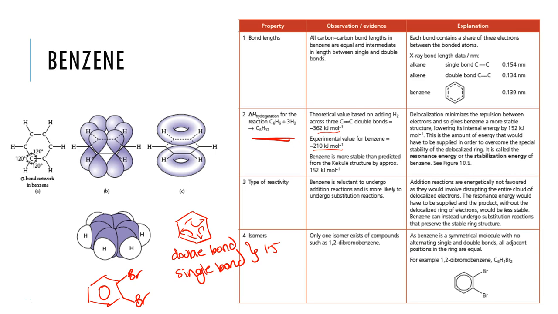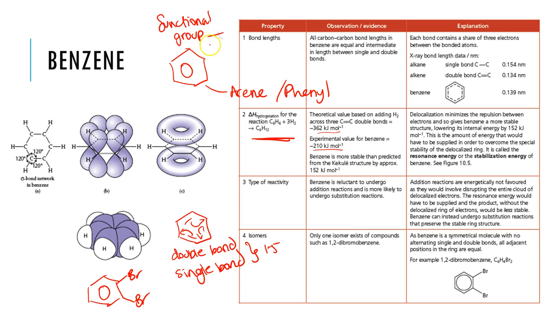And the other thing that I will just point out is that when we have benzene as a functional group, we call it an arene or a phenyl group. Okay, so this is when it is a functional group on a carbon chain, attached to a carbon chain. Okay, so when it's not just on its own, we refer to it as an arene functionality or a phenyl group. Okay, so that's it, the last of the organic chemistry.